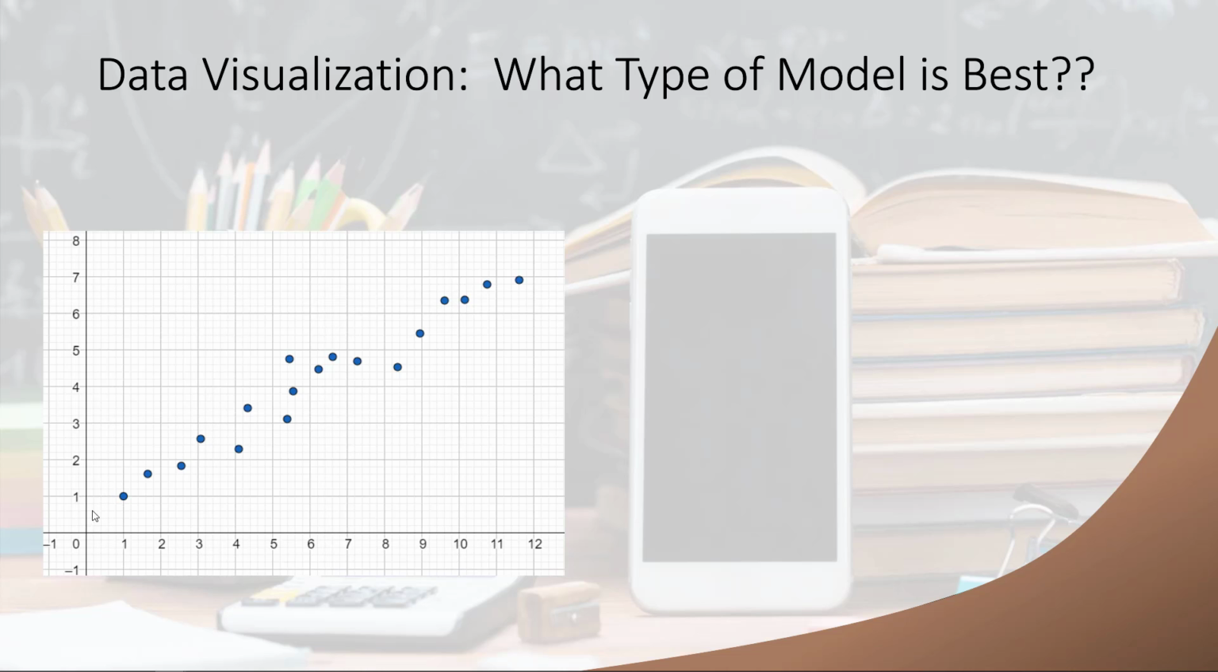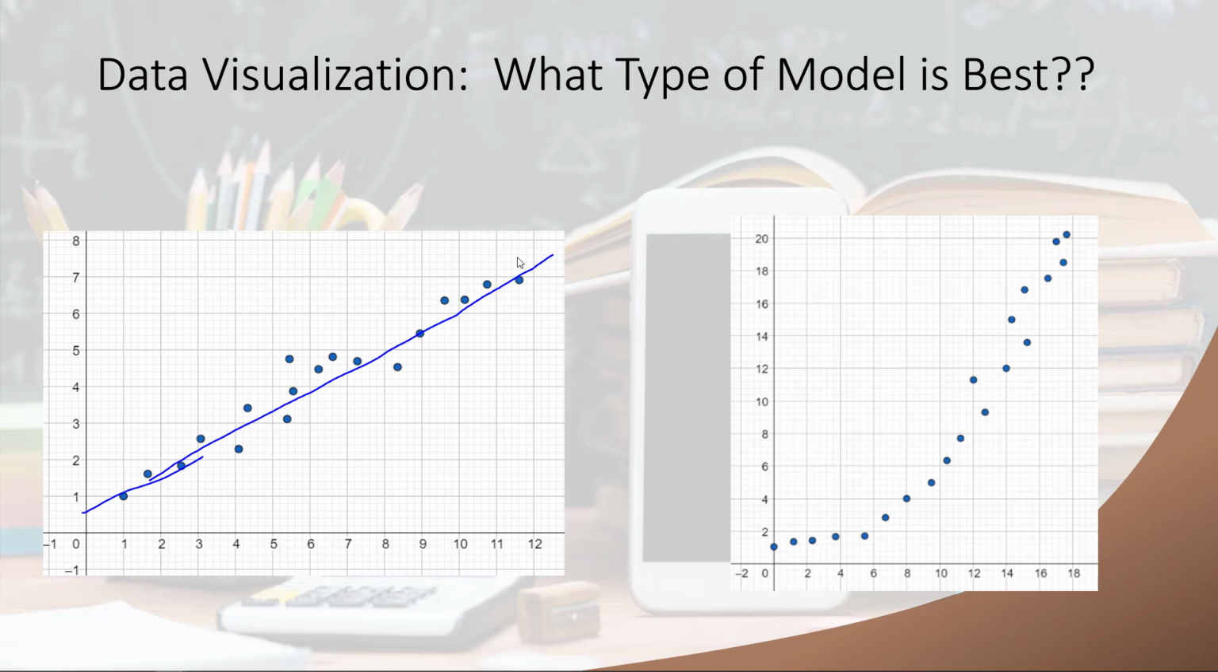Notice that here, perhaps these tend to show a linear relationship. As a matter of fact, perhaps a linear equation, something like this, might provide the best fit for the data. On the other hand, a linear equation would not be appropriate for a data set like this. Instead, perhaps a parabolic or a quadratic equation might provide a better fit, or maybe even an exponential equation.